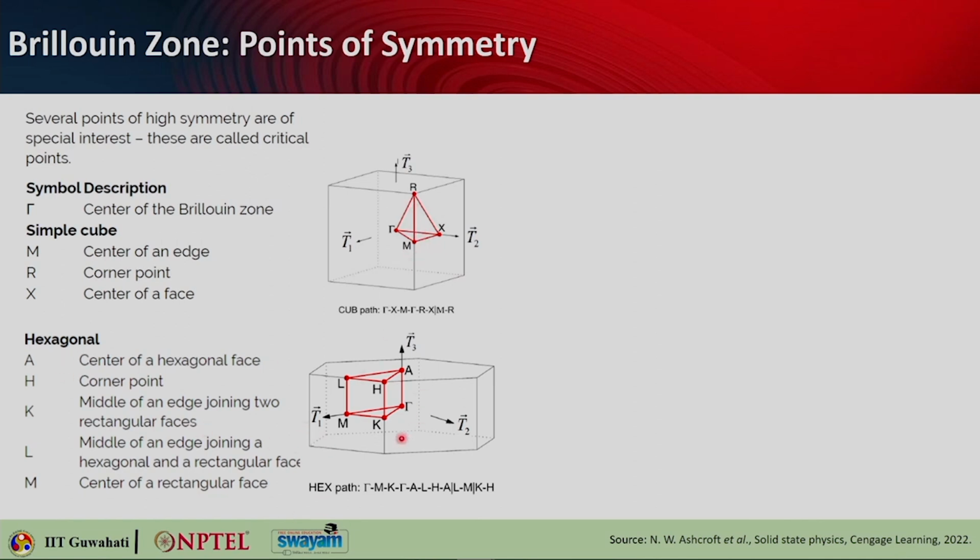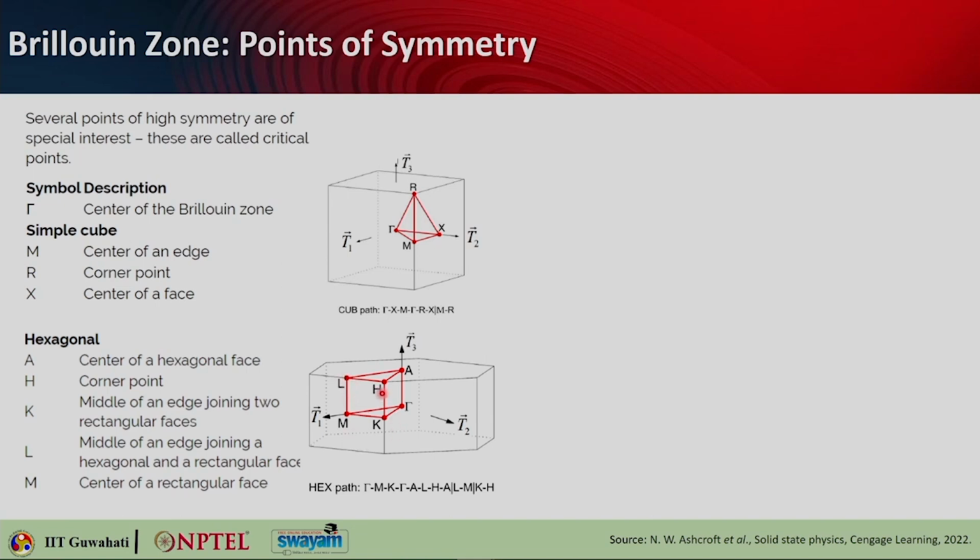Similarly, if you take hexagonal, then these points are gamma, K, M, L, H and A. Each of these points is defined here. Just to read out one or two, M is basically the center of the rectangular face. So this is the rectangular face, this is the center. There is another face here. What is this face? This is a hexagonal shaped face. Okay, so what is L? L is basically the middle of the edge that is joining the hexagonal shaped face and the rectangular shaped face. So this point is L.